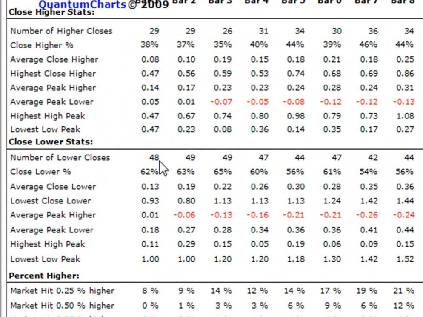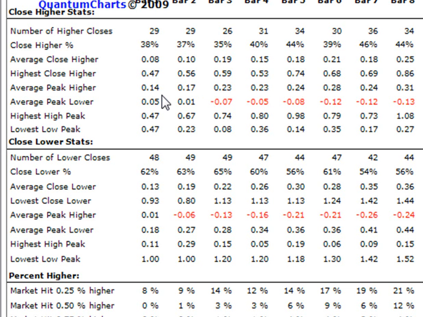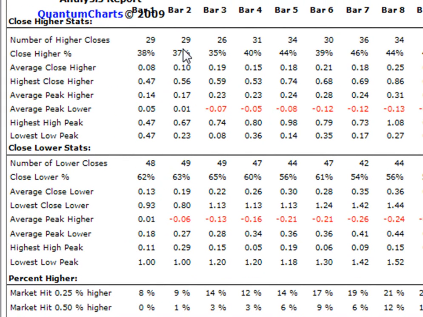Okay, so 48 times the market has dropped the following bar. 29 times the market has moved higher. So 62% of the time the market has moved down. 38% of the time the market has moved up 1 bar after this occurrence. So it's taking a look at all of the occurrences and then marking. Here's bar 1. This would be bar 2, bar 3. The average move higher 1 bar after was 8 pips. The average move lower was 13 pips. If you move to bar 2, it was 63% lower, and then bar 3, 65% lower. The average lower was 22 pips. The average higher was 19 pips.